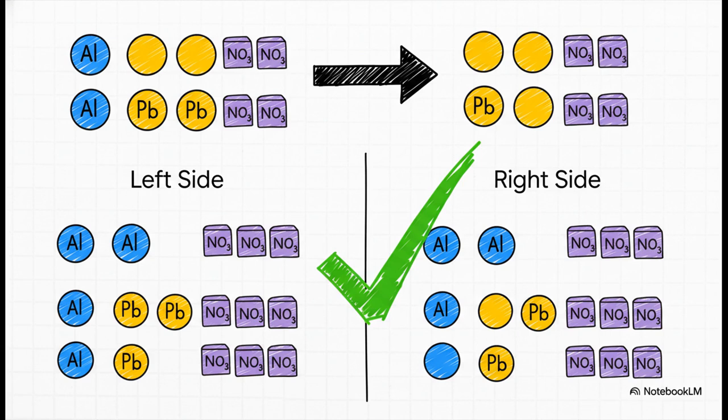That gives us 3 lead atoms on the left, so we put a 3 in front of the lead on the right. It gives us 2 aluminum atoms on the right, so we need a 2 in front of the aluminum on the left. And just like that, we're done.